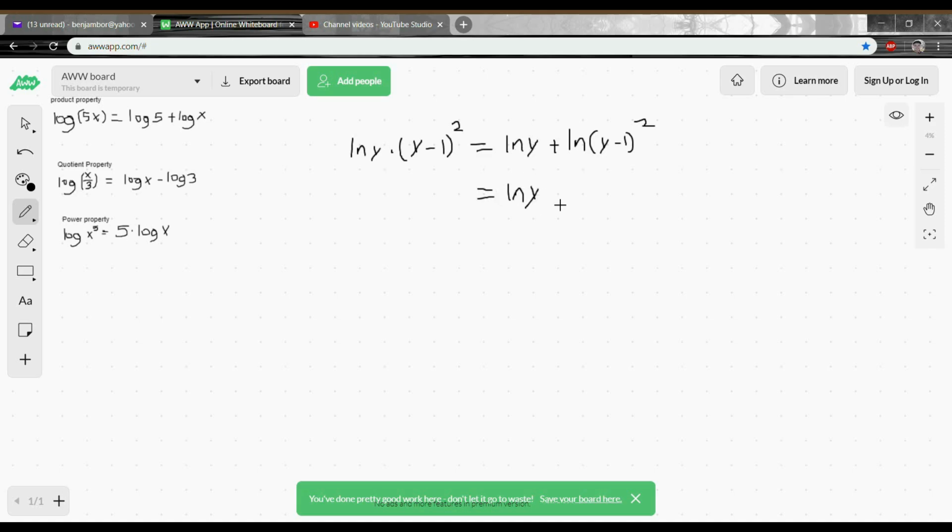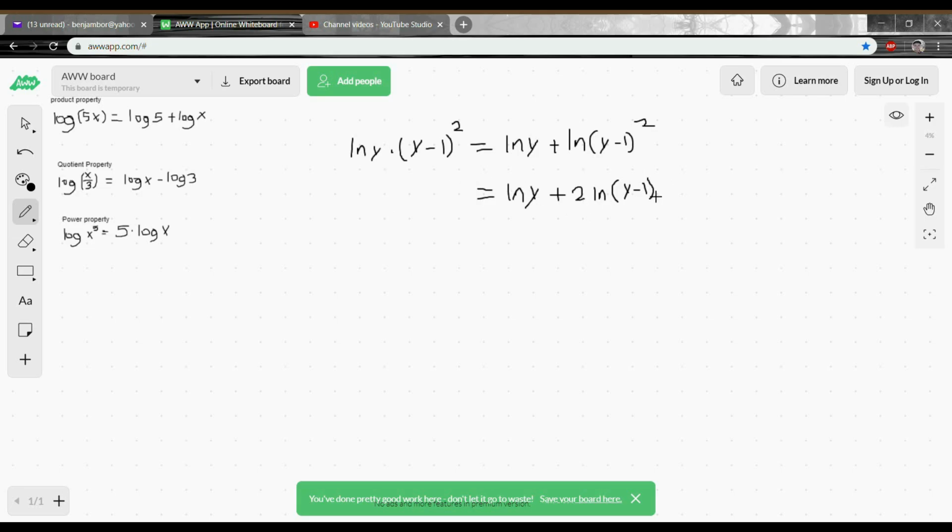So our ln(y) is going to drop down, and we're going to add to that 2 times the natural logarithm of y minus 1. And now we can look for ways to expand it further, and we don't have any. I keep saying simplify, I mean to say expand. This is the expanded form of this logarithm. This is the final expansion of the original logarithm.